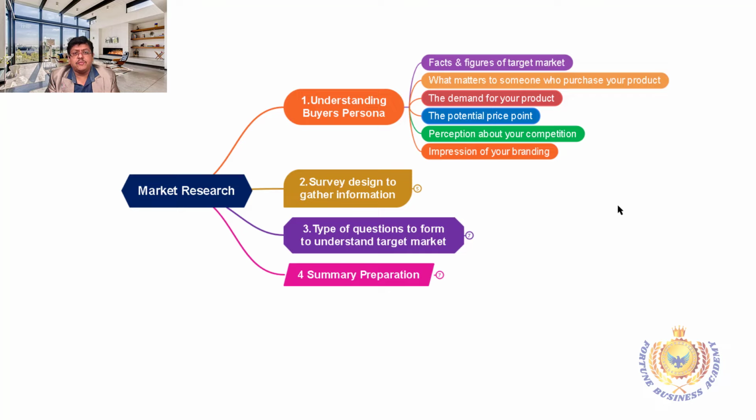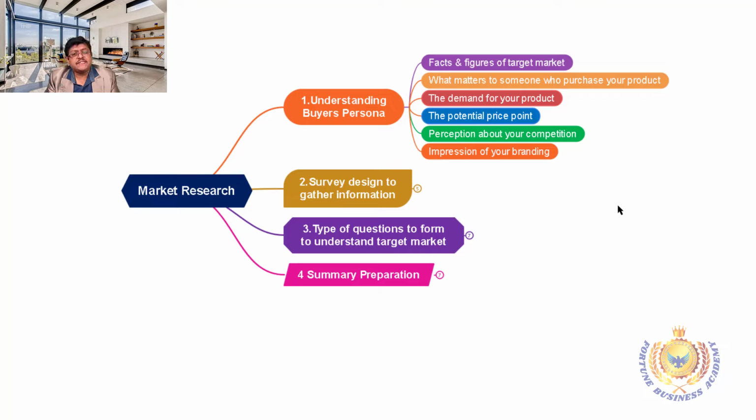The demand for your product: whether supply is more and demand is there, or supply is less and demand is there. Based on that criteria, you can think how to handle it. The potential price point: consider that there are already several market players in that particular segment or product. At which price point is the product selling more? We'll come to know how to prepare a survey and how to do the survey in this video itself. The potential price point we discuss now.